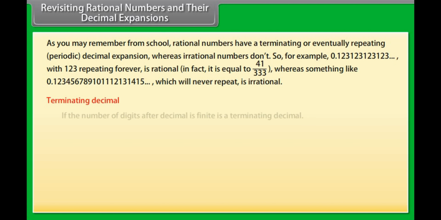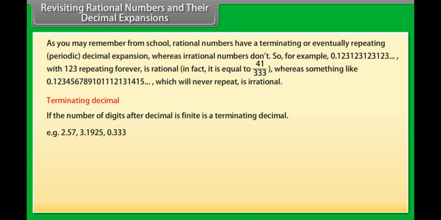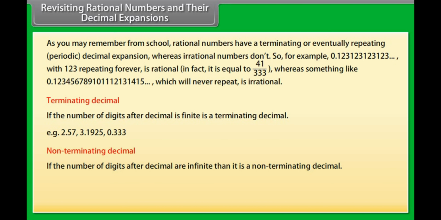Terminating decimal. If the number of digits after decimal is finite, it is a terminating decimal. Example, 2.57, 3.1925, 0.333. Non-terminating decimal. If the number of digits after decimal is infinite, then it is a non-terminating decimal.